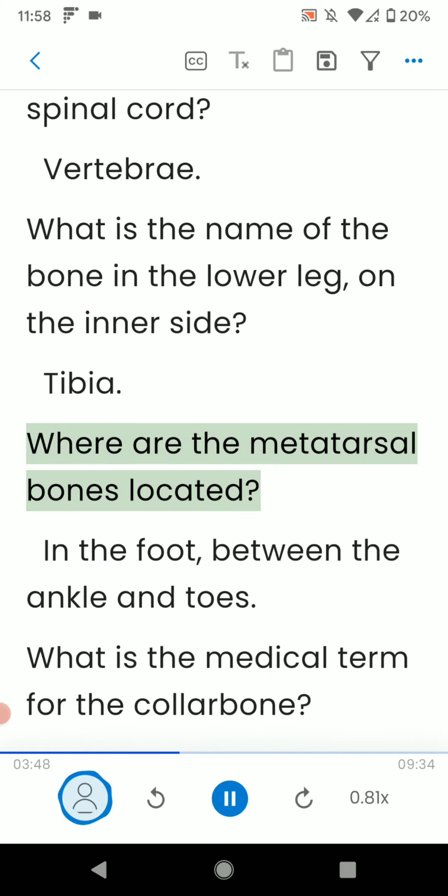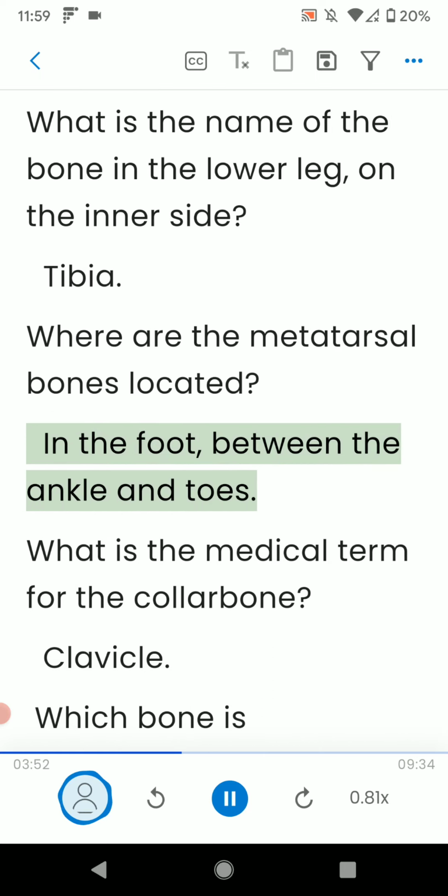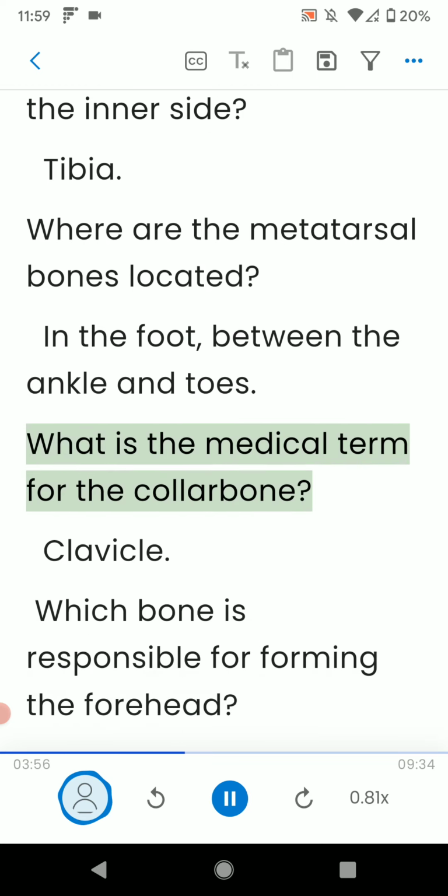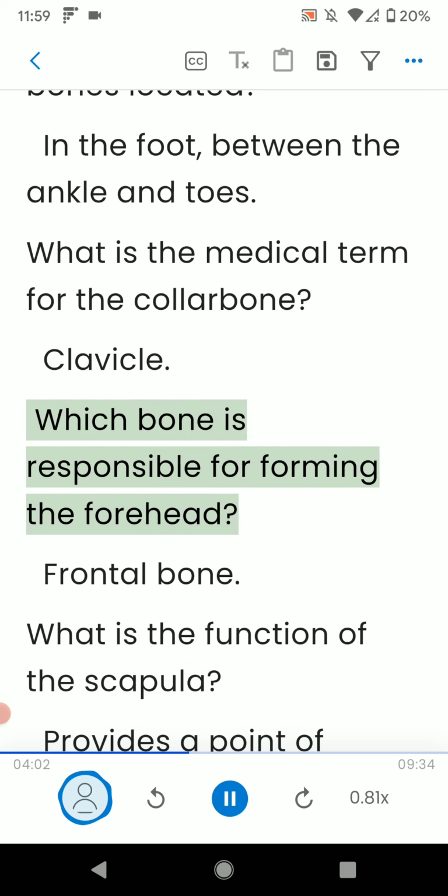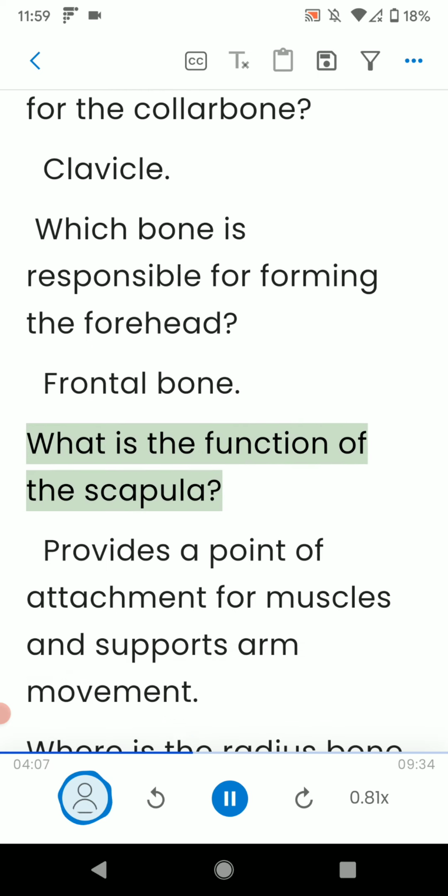Tibia. Where are the metatarsal bones located? In the foot, between the ankle and toes. What is the medical term for the collarbone? Clavicle. Which bone is responsible for forming the forehead? Frontal bone. What is the function of the scapula?